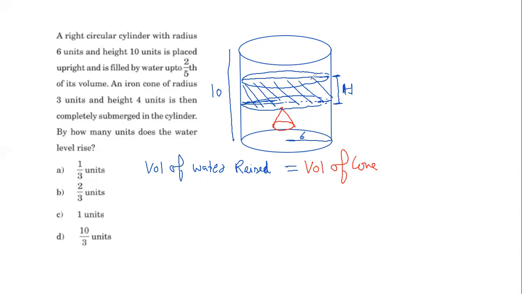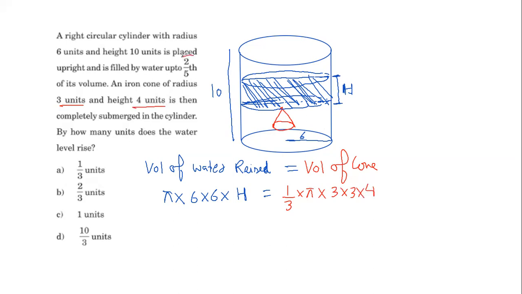So the volume of the water raised, that means this blue shaded portion that I'm concerned with, is nothing but a cylinder. So the volume will be pi r square, that is pi into 6 into 6, and the height of this portion, I don't have to take the total height, I just have to take this shaded portion, which is h. So pi r square h is equal to the volume of the cone, which is 1 by 3 pi r square h. The radius of the cone is 3, so 3 into 3, and the height of the cone is 4.